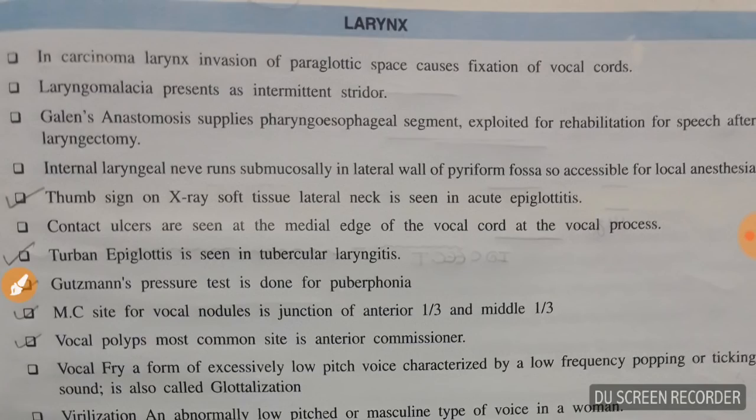In the picture you can see many lines for the larynx, but I will not be illustrating all of them. I will be telling only the important ones that are needed for your NEET PG exam. So starting with the thumb sign on X-ray soft tissue lateral neck is a characteristic feature seen in acute epiglottitis.